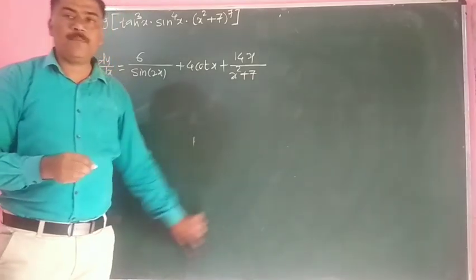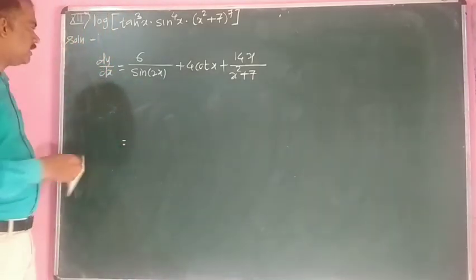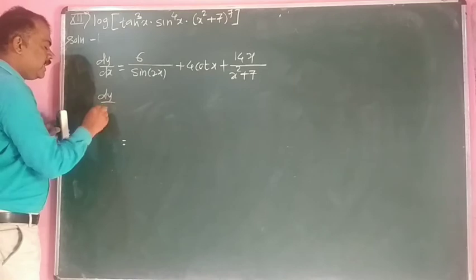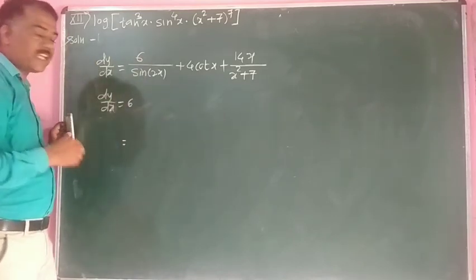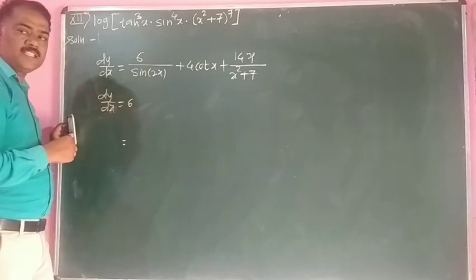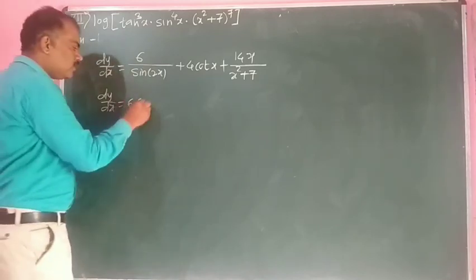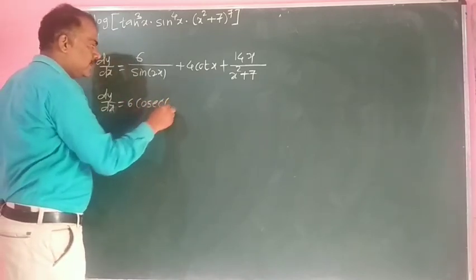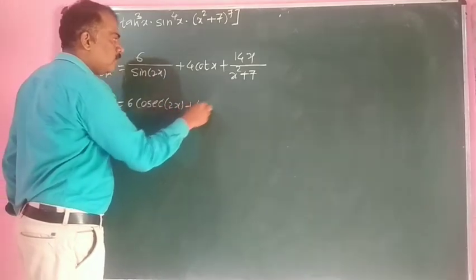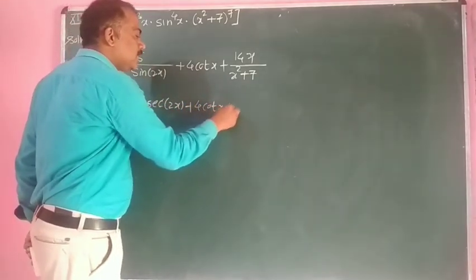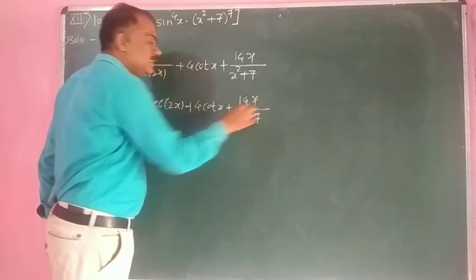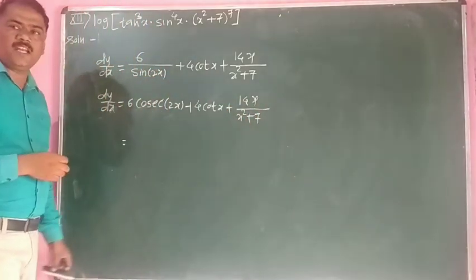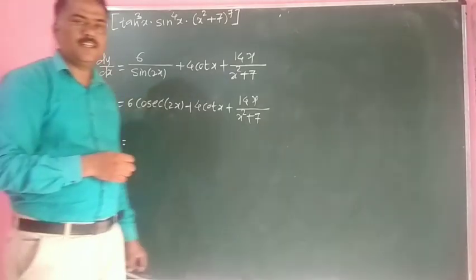We know that 1 upon sin x is nothing but cosec x, that is dy by dx is equal to 6 into 1 upon sin 2x, which is nothing but cosec 2x. There is only a change in the angle. Cosec 2x plus 4 cot x plus 14x divided by x square plus 7. In another way we can write this answer like this.